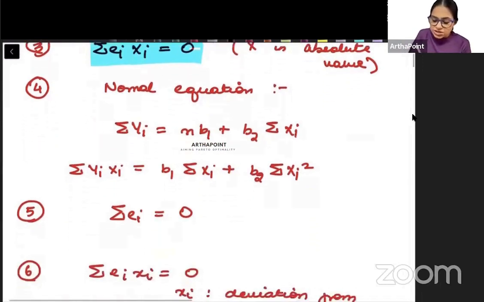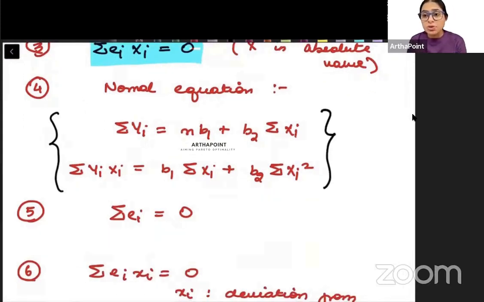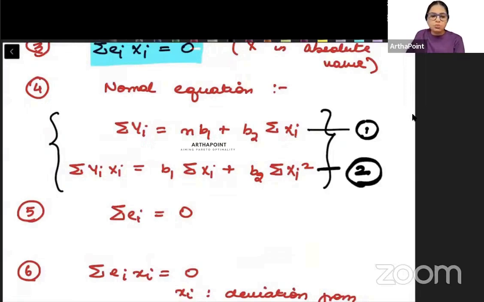Okay. Now, these are the normal equations. These normal equations are very, very useful. And a lot of times they can be asked in exam. So, look carefully. In two variable regression model, this is normal equation 1 and this is normal equation 2. How do we achieve the normal equation? How do we get the normal equation?